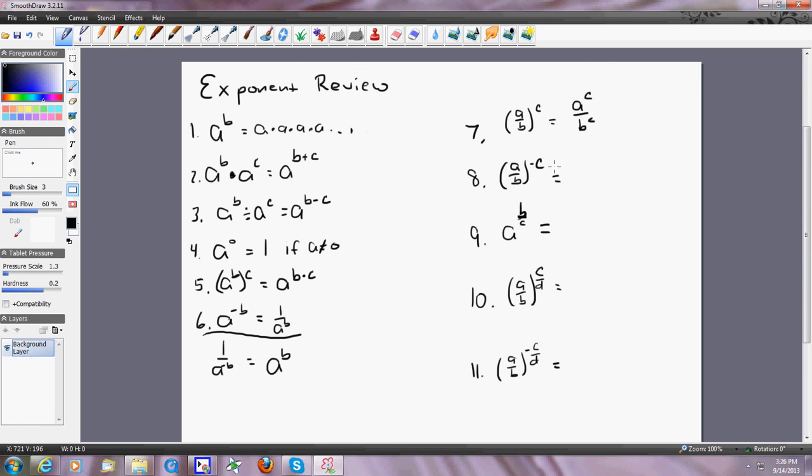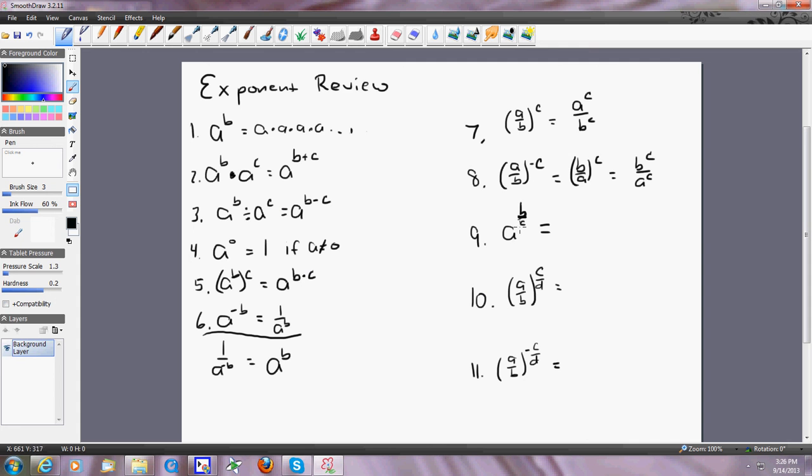If you have a fraction to a negative exponent, you can swap and rewrite. You take the reciprocal of the base, and the exponent becomes positive, and then you're left with that.